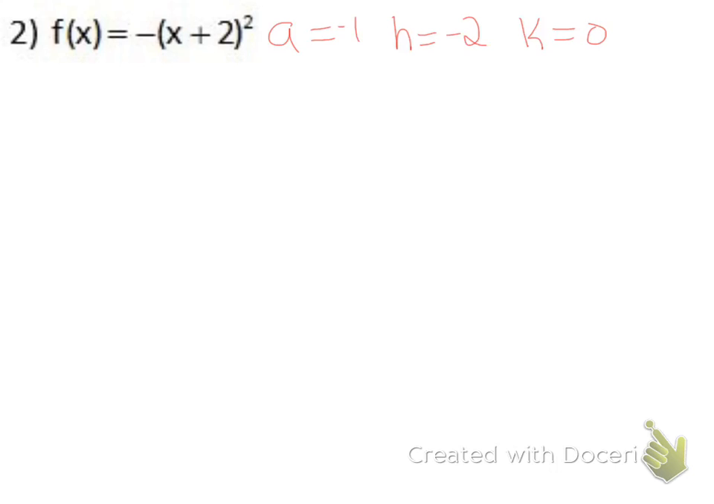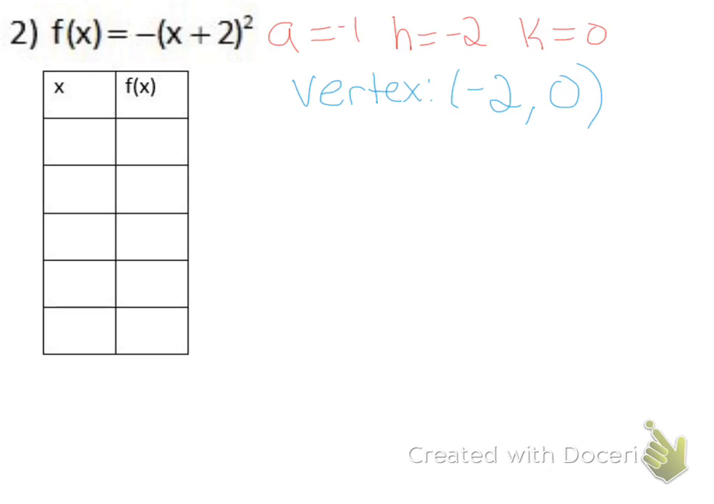Once you've identified a, h, and k, you can go ahead and label your vertex. Your vertex, remember, is h comma k, or in this case, -2, 0. Once you've identified your vertex, you're going to go to your table. Make sure you put that vertex right in the middle. Next, you pick two x values that are smaller than -2. In this case, I chose -3 and -4. And two x values that are bigger than -2, -1 and 0.